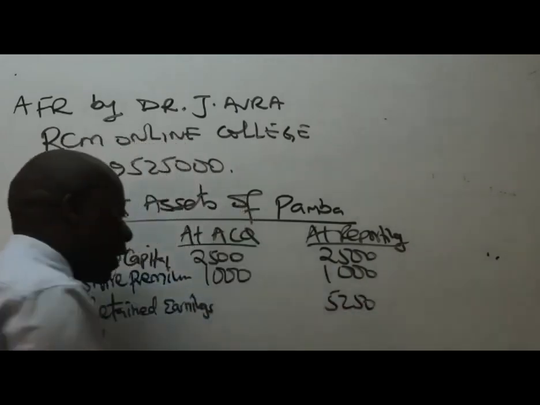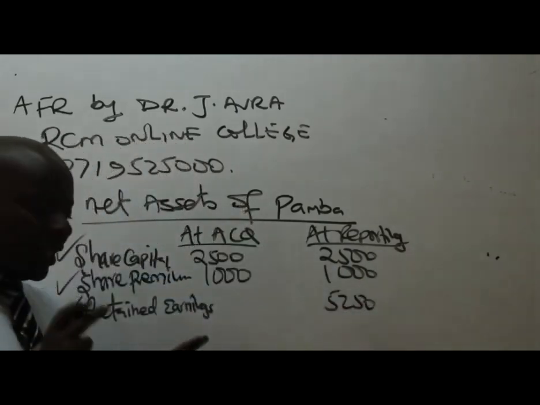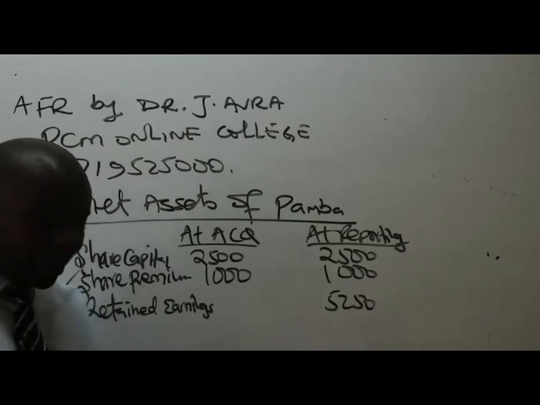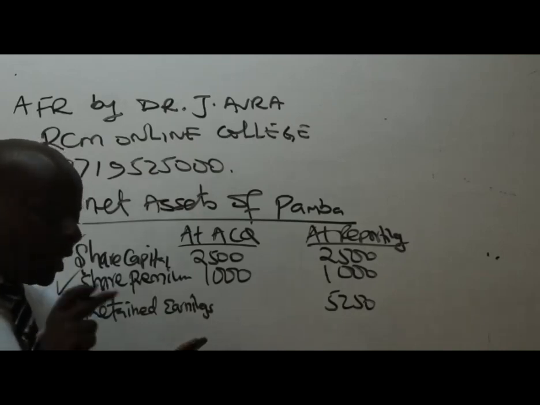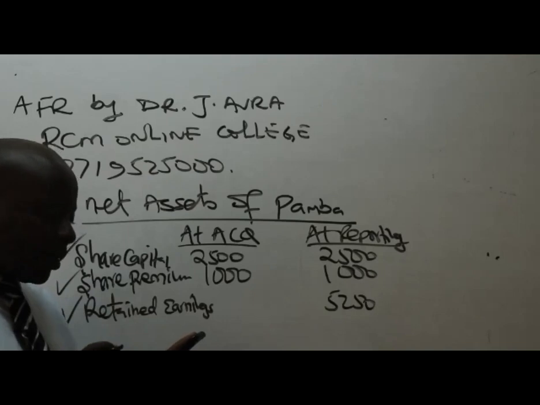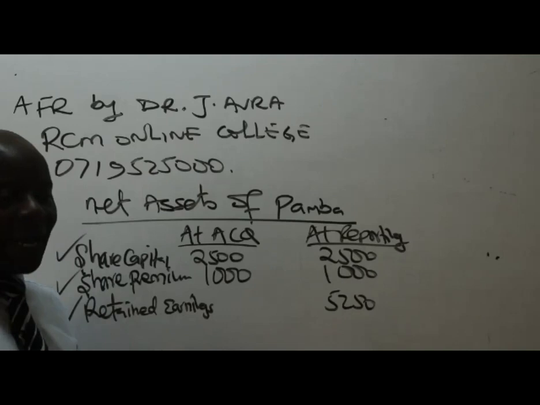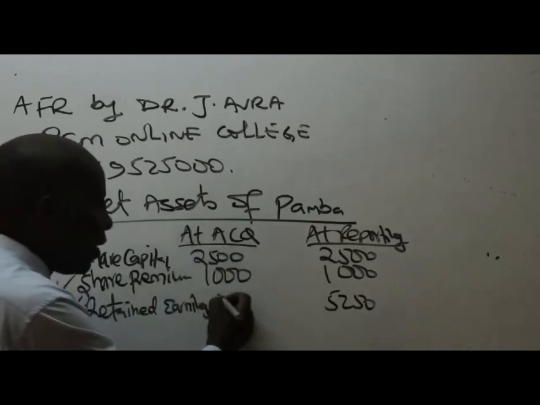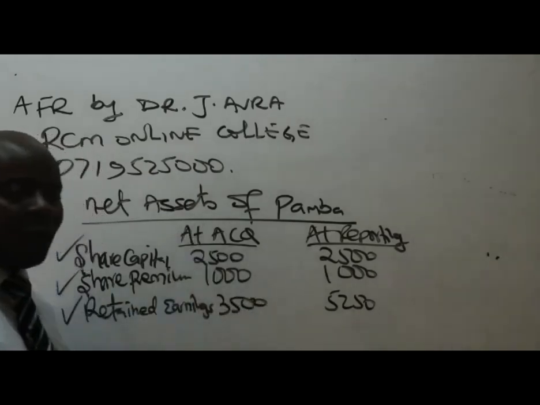How about at acquisition? Retained earnings at acquisition, ladies and gentlemen, these will be given in the note. You are told there in note number one that on 1st of October 2020, Pareto Limited acquired an 80% equity interest in Pamba Limited when its retained earnings stood at 3,500 million. All these figures are in millions, so please put 3,500.